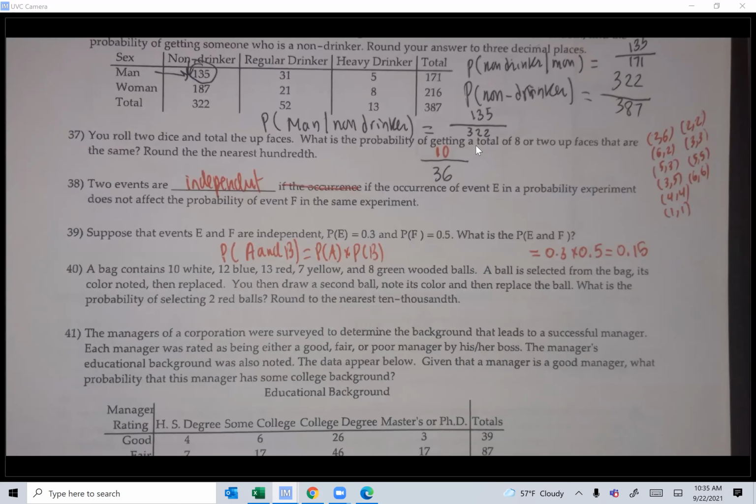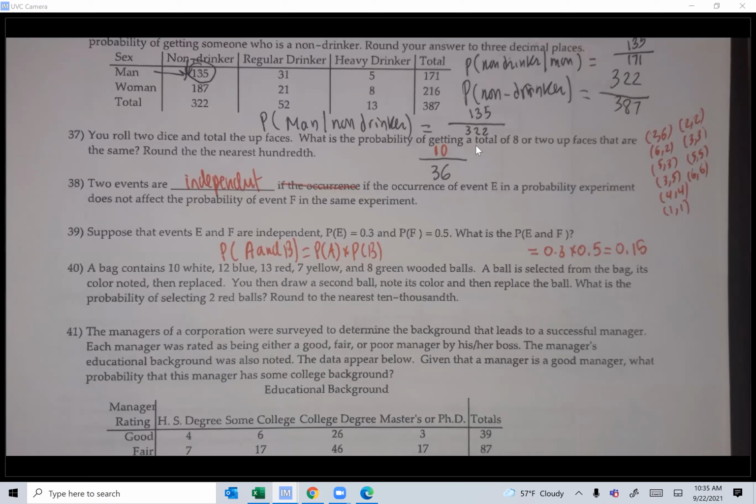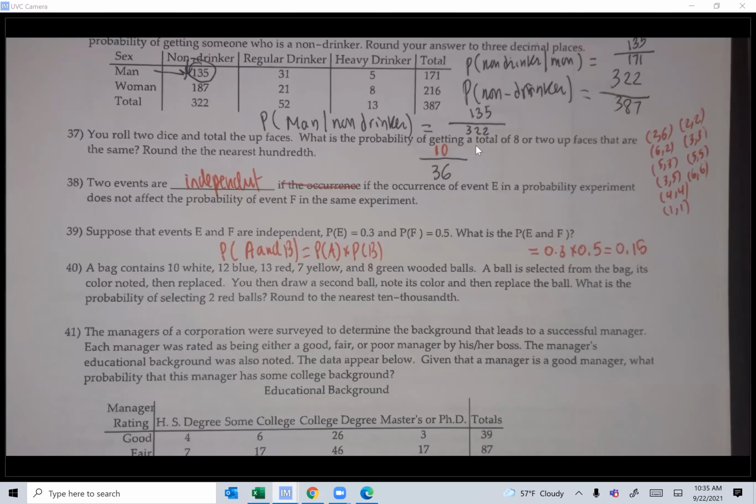All right, 40. A bag contains 10 white, 12 blue, 13 red, 7 yellow, and 8 green wooden balls. A ball is selected from the bag. Its color is noted, then replaced. You then draw a second ball, note the color, and then replace it. What's the probability of selecting 2 red balls?